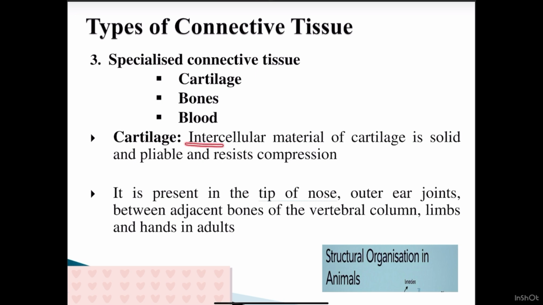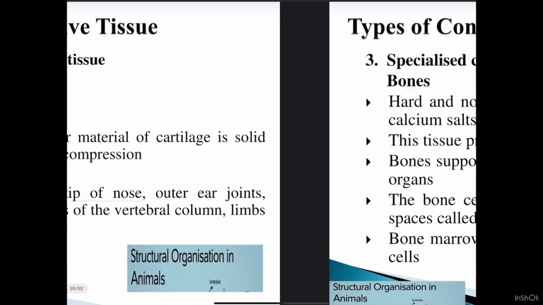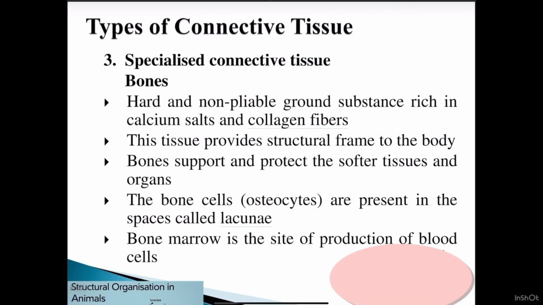The intercellular matrix material of cartilage is solid and pliable, and resists compression. It is present at the tip of the nose, the outer ear, joints, between the adjacent bones of the vertebral column, and in the limbs and hands in adults. Cartilage tissue resists compression and is pliable. And here, bone can also be considered a specialized connective tissue.